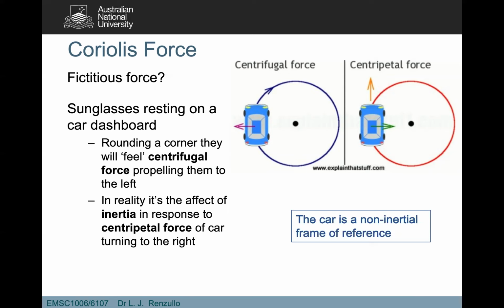Thing is, there is no force pushing those glasses to the left. The glasses wanted to stay still. What's different here is that your car's turned right. The glasses wanted to keep going straight, but you moved the environment to the right. So it appears that the glasses move left. This is what we call the effect of inertia in response to the centripetal force. The centripetal force is moving the car to the right. The car is a non-inertial frame of reference.